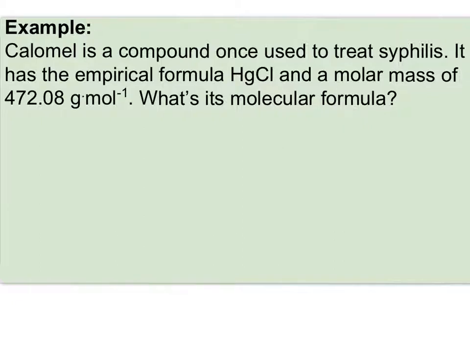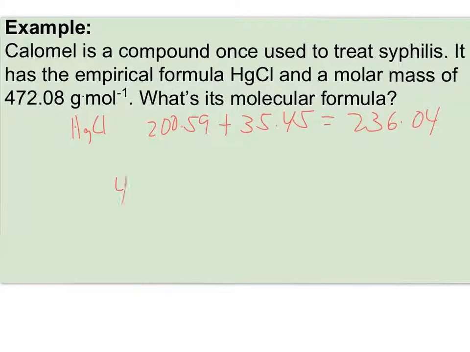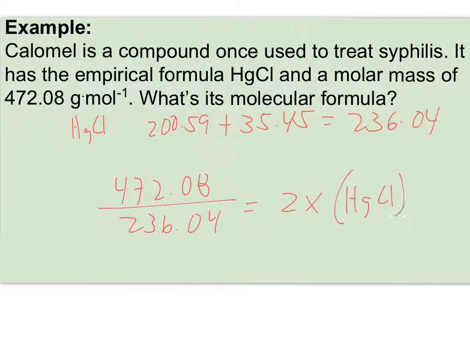What's its molecular formula? Well, HgCl would only have a mass of 200.59 for 1 mercury and 35.45 for 1 chlorine. If I add that up, that would only be a molar mass of 236.04. So if I take 472.08, it's obviously heavier. So how much heavier? Well, if I divide those, I see it's 2 times heavier. So I have to take 2 times the whole formula, and I can assume the molecular formula is Hg2Cl2.